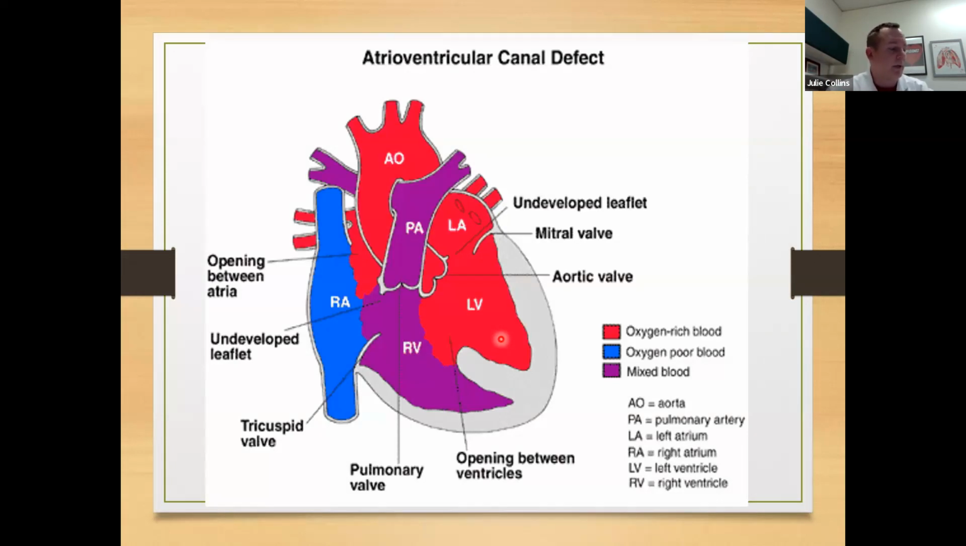AV canal, okay? So again, endocardial cushion defect. We talked about, what are the 3 types of AV canals?